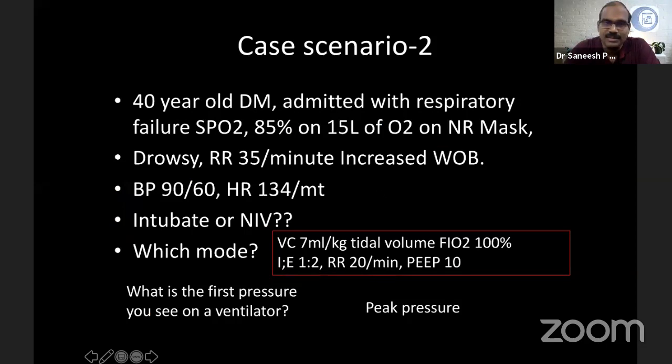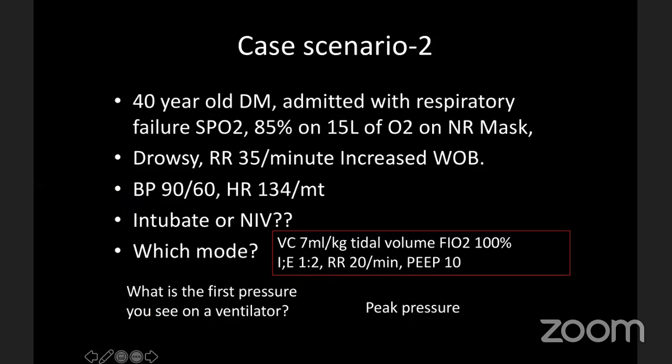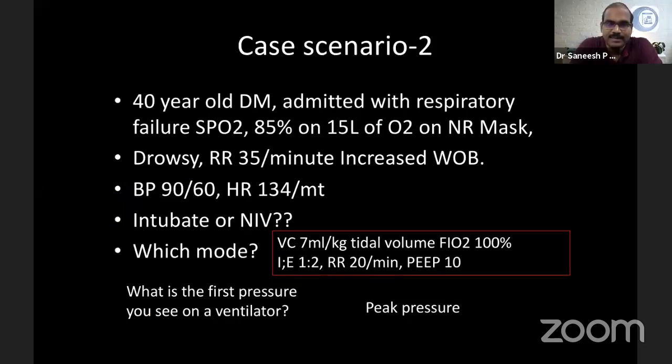Dr. Arjun? Yes, sir. Okay, fine. So a 40-year-old diabetic patient admitted with respiratory failure, again saturating only 85 on 15 liters of oxygen on a non-rebreathing mask. Also drowsy, tachypneic at 35 per minute, increased work of breathing. Blood pressure is 90/60 only. Heart rate is 134 per minute. Would you intubate or go ahead with non-invasive ventilation?